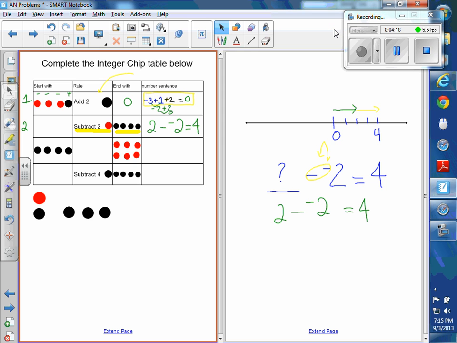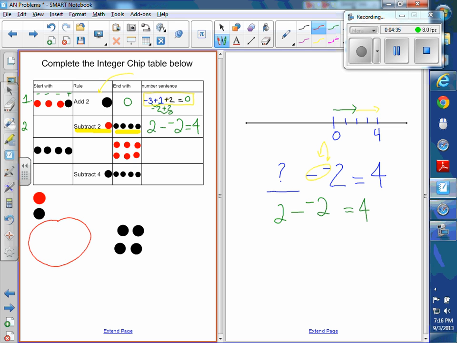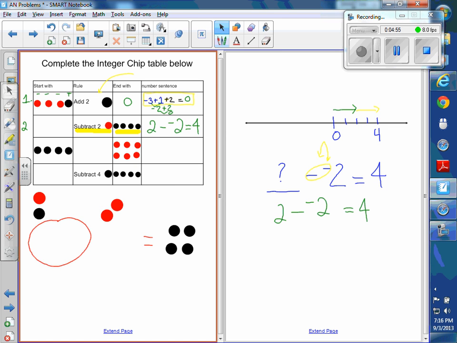If you try it with the integer chips, that might be easier for some of you and harder for others of you. Let's just try looking at it that way. Somehow I have to have a beginning circle, and I have to figure out what goes in that beginning circle. This is my ending circle. And what I know is I have to be able to take 2 negatives out of this circle and end up with 4 positives.